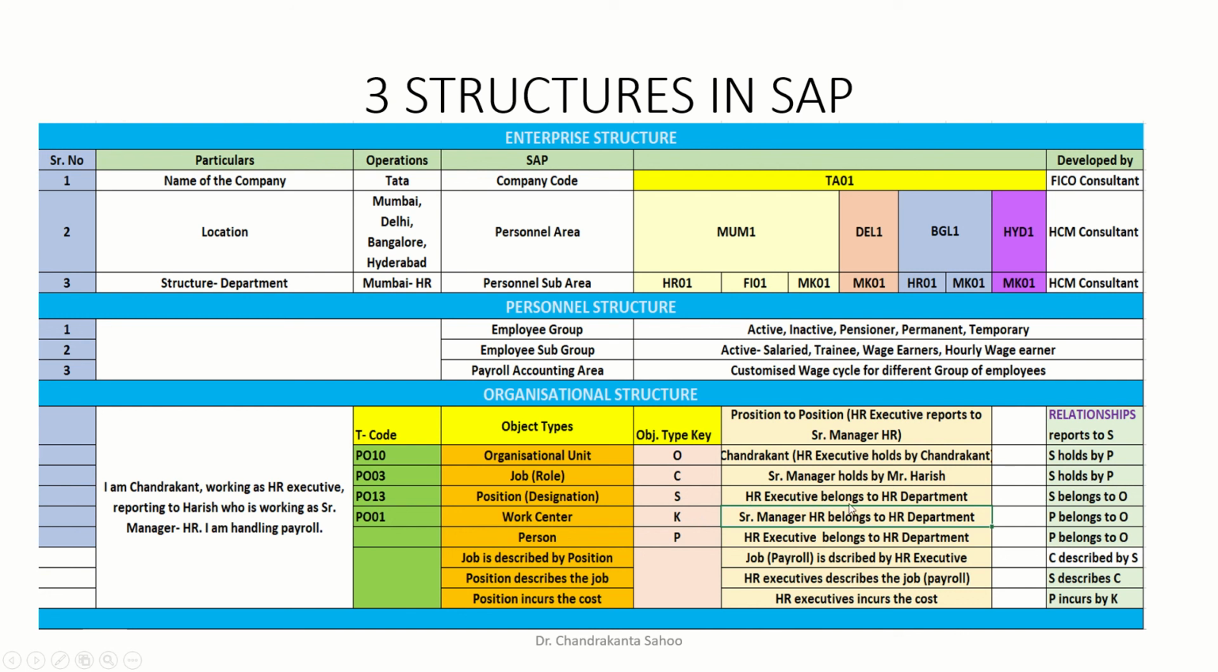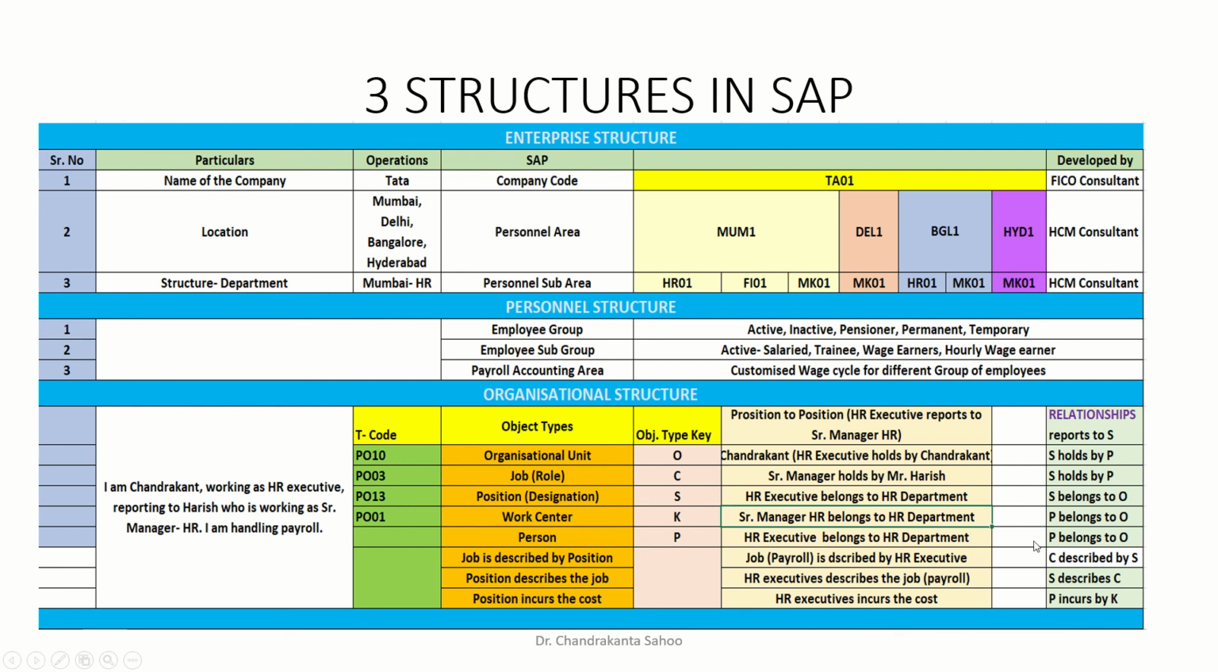HR executive belongs to the HR department. This is called HR executive, once again a position. The department is defined as one org unit, a functional org unit. Therefore S belongs to O. Similarly, senior manager HR is a position, and he belongs to the HR department. So HR executive also belongs to the HR department.